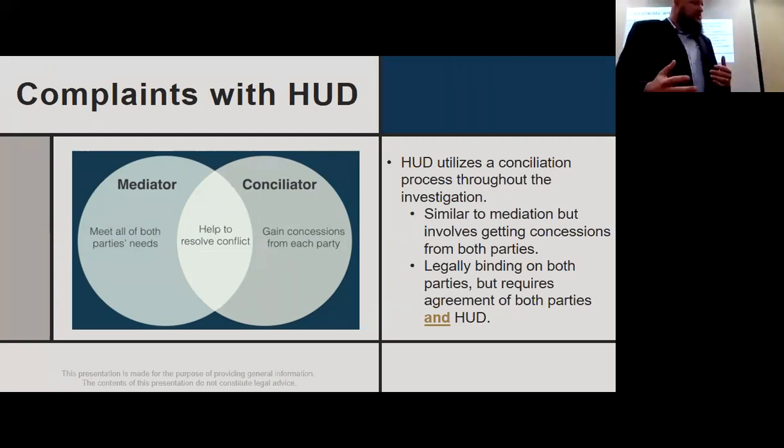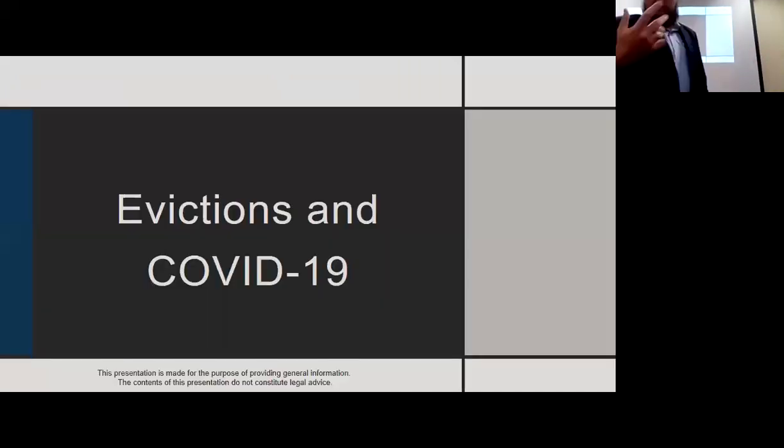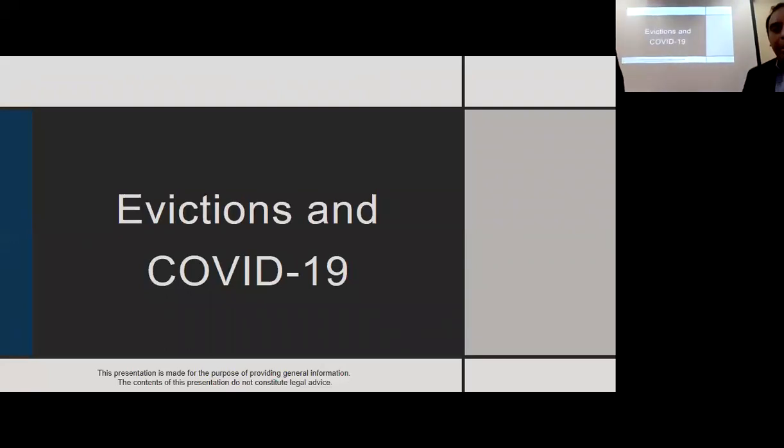And I think that kind of brings us to the end of our fair housing stuff. And now we get to the elephant in the room, which is COVID. All right, so we are in a pandemic. Spoiler alert.